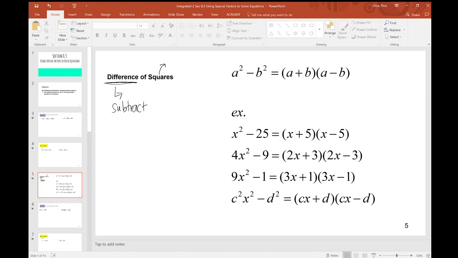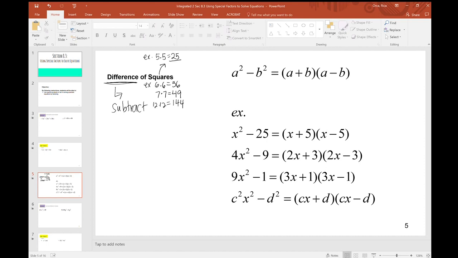So an example of a perfect square would be 25 because 5 times 5 is 25. Another example of a perfect square would be 36 because 6 times 6 equals 36. Another example would be 49 because 7 times 7 equals 49. Another example would be 144 because 12 times 12 is 144. So that said, we are taking away two perfect squares.